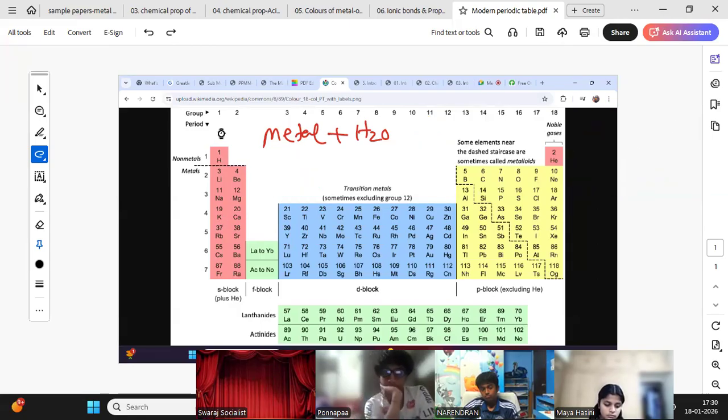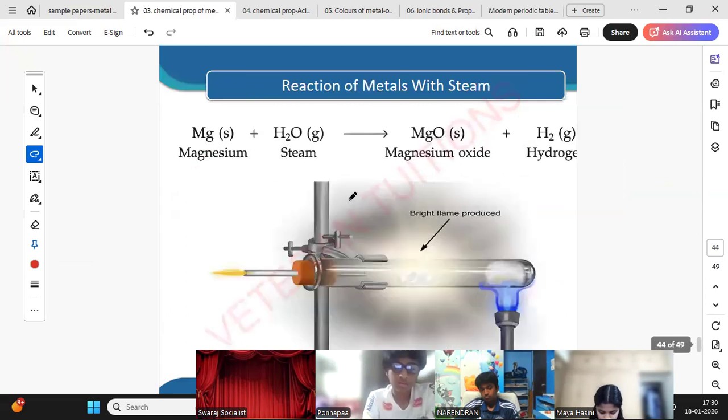So again, this one will react with cold water, this one with hot water, and the remaining all with cold water. Jahnavi, did you understand the calcium and magnesium example? Yes. Okay, now let us go to the third group.